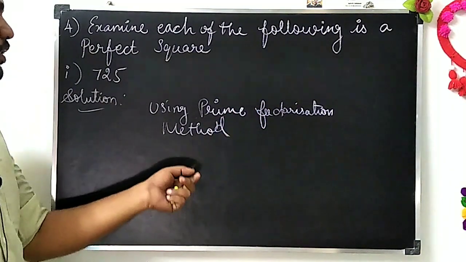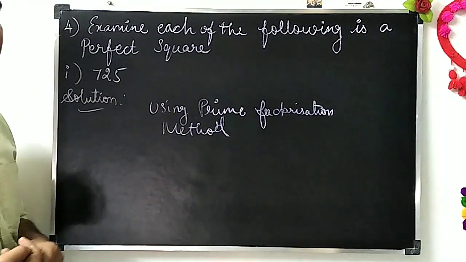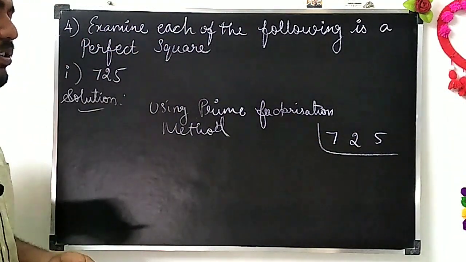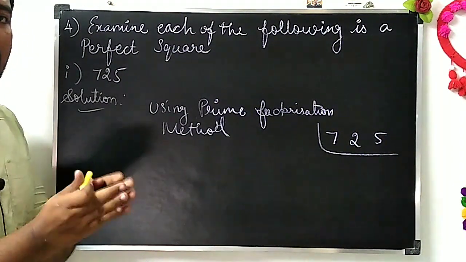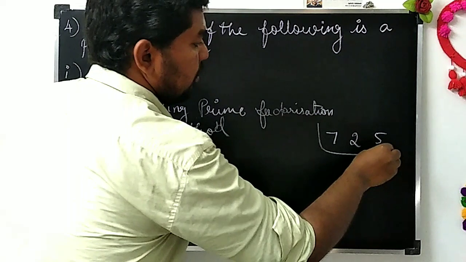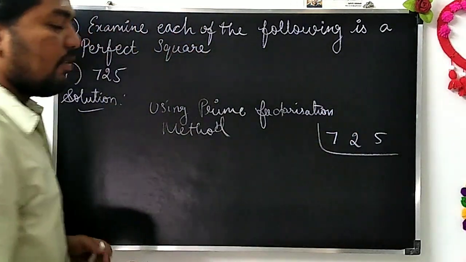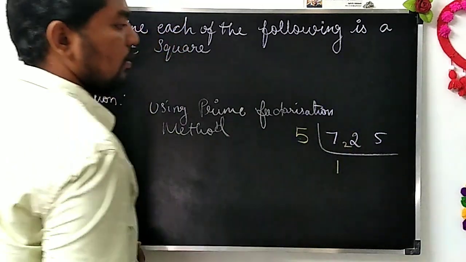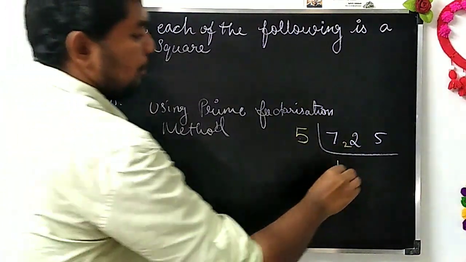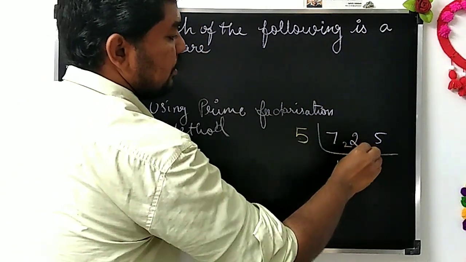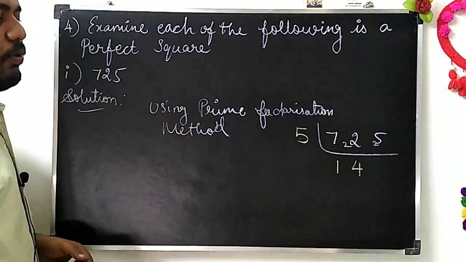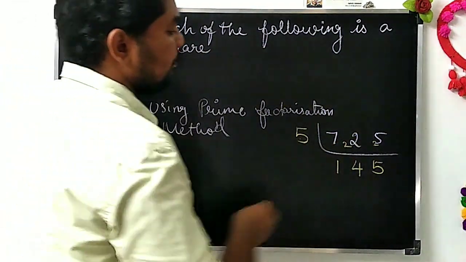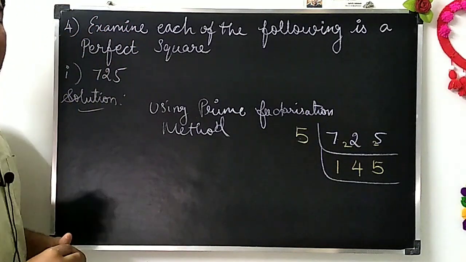First, using the prime factorization method, we want to find the prime factors of 725. Prime factorization method is nothing but dividing only by prime numbers. The ones place is 5, so the number 725 can be divided by 5. 1 five is 5, remainder 2. So the next number changes to 22. 4 fives are 20 and the remainder is 2, so the 2 comes to the next place, 25. 5 fives are 25. So the next number is 145.